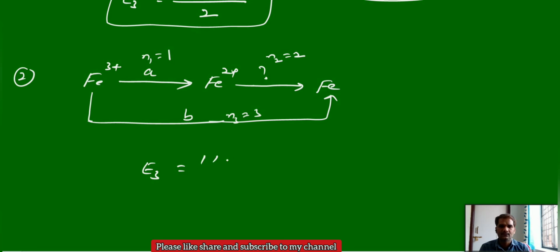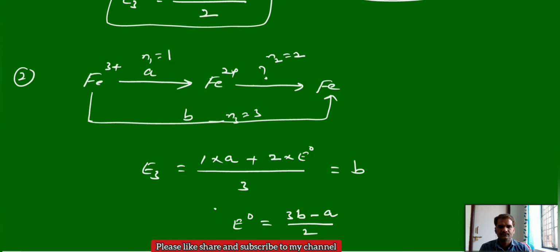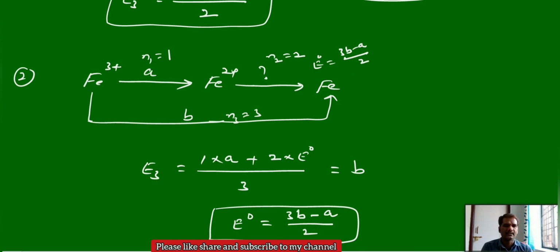Now, those values you can substitute here. E3 is equal to 1 into A plus 2 into that E naught, whatever you want to calculate, divided by N3, which is 3. That is equal to, what is the B value, the E3 value? E3 is B. Now, from this, E naught is equal to 3B minus A by 2. The reduction potential value E naught is equal to 3B minus A by 2. You can calculate like this.